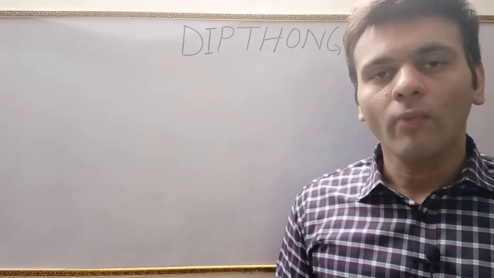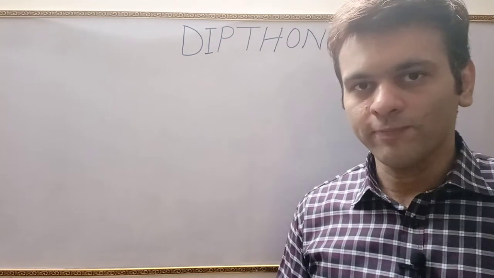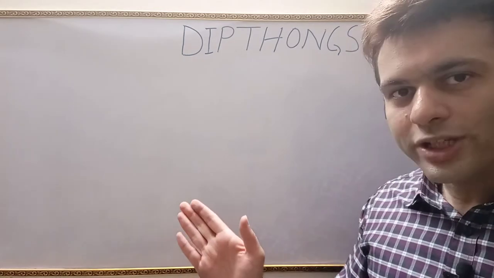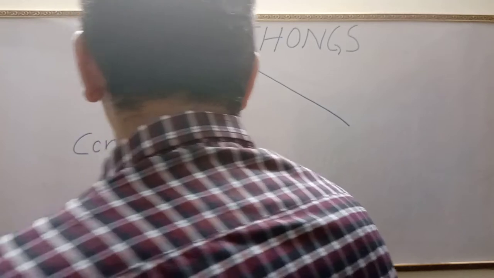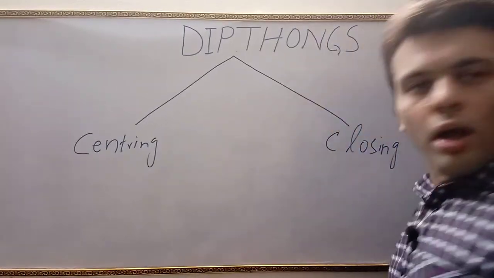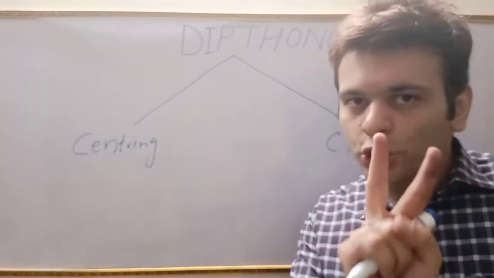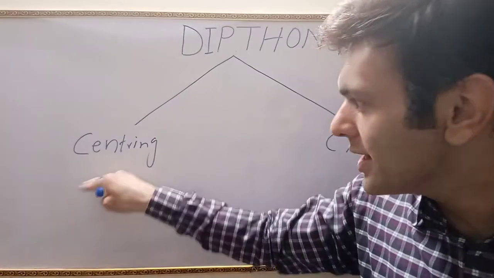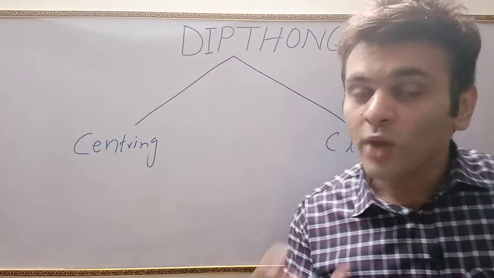You must remember one thing, that diphthong sounds are further subdivided into two broad categories. And what are those categories? I'm going to draw those categories and then slightly explain them. So let's focus. Now, if you can see over here, I have divided the diphthong sounds into two classifications. One classification is centering, the other is closing. Now, these are the two categories that one needs to identify.